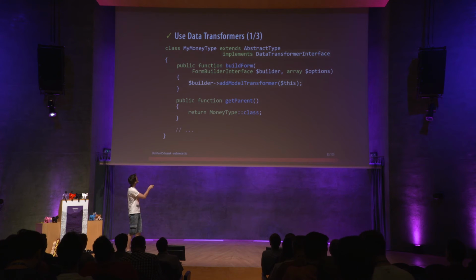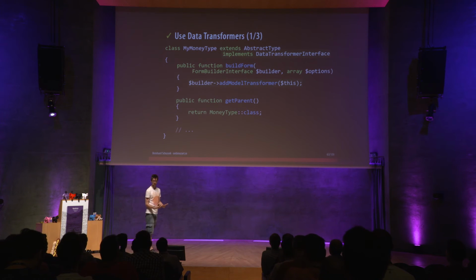And you can add the methods of that interface and then add model transformer this. So it keeps things very simple. If you need data transformation in many different types, that's different, but just in one type, it doesn't make sense to move that logic into a new class.